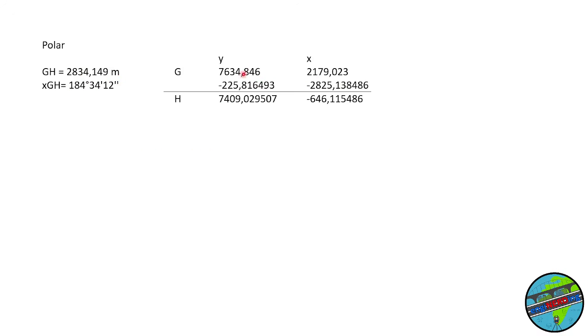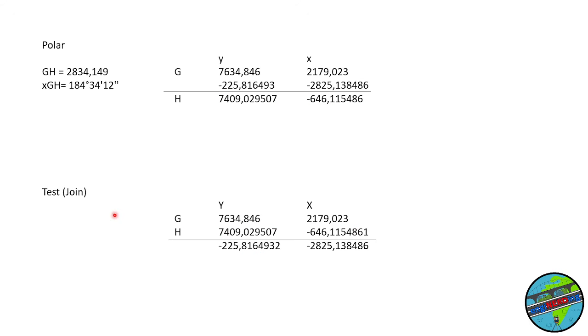Then we take those two values, and say the y coordinate plus the delta y gives us the y coordinate for H. The same with this one, our x coordinate plus delta x gives us our x coordinate for H. Now we're going to do the opposite of what we did last time, and take the G coordinates at the beginning, with H's coordinates that we have calculated, to calculate the distance and direction between the two. And this is for our test join.